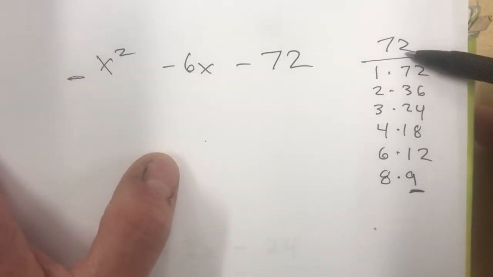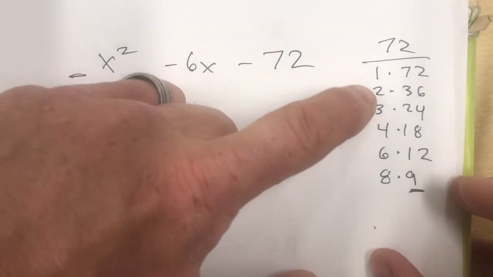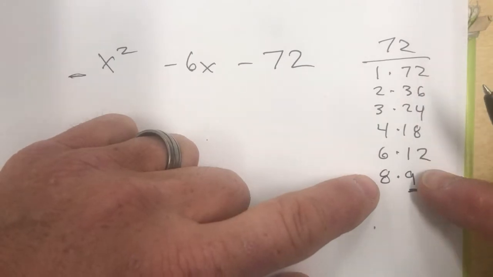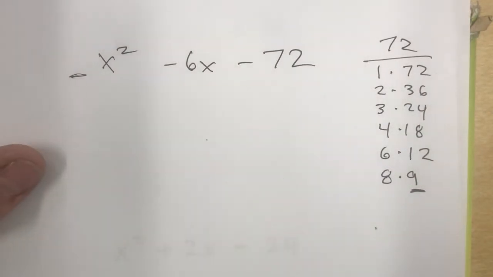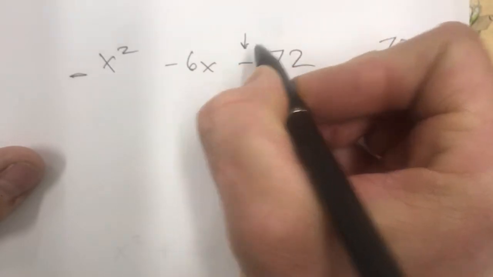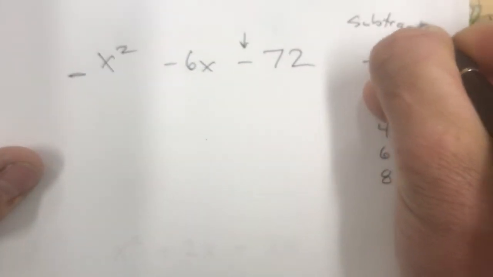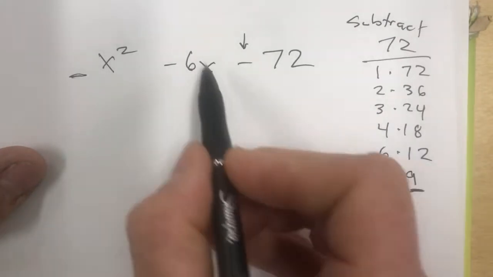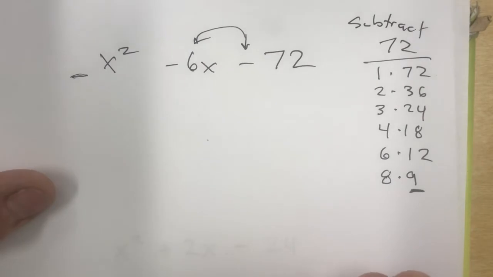I don't want to go all the way to 72. That'd just be a waste of time. So as these numbers get bigger, these numbers get lower, and I just go to where I meet. And that simplifies it. Okay, now, once I have these factors, I look at my last sign here, which is negative, which means I'm going to subtract again. I've got to subtract these numbers, and I'm supposed to get 6.